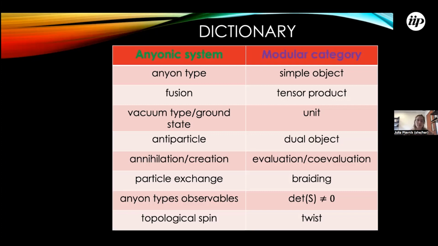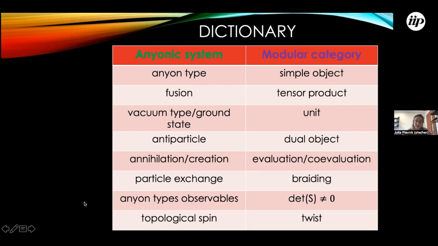So the anion types will be something called the simple objects in my modular category. These simple objects let me construct all the other objects in my category from them, using some operations that I will have. The fusion will be the tensor product on the algebraic side. The vacuum type, or ground state, is the unit for this tensor product, and it's actually one of these simple objects, so it's one of the anion types.